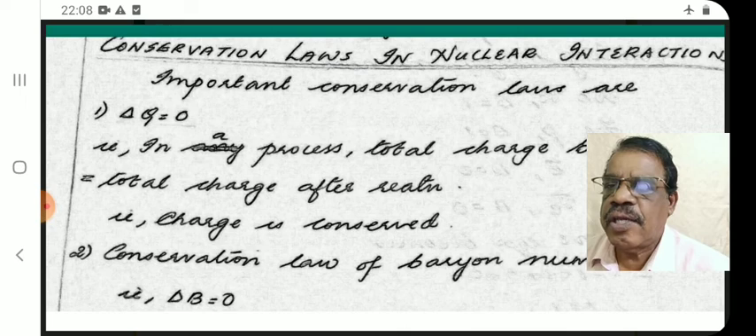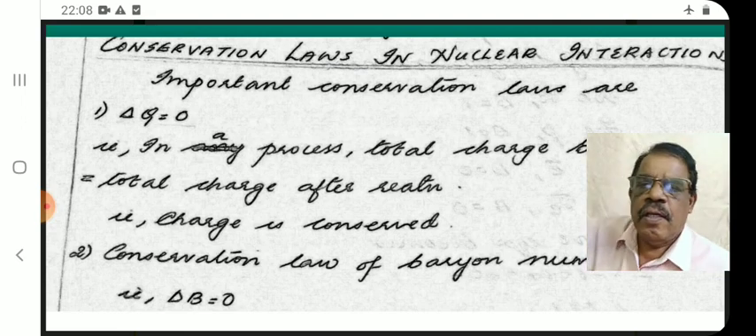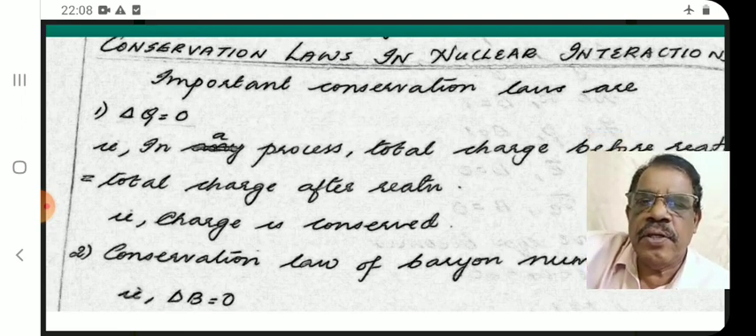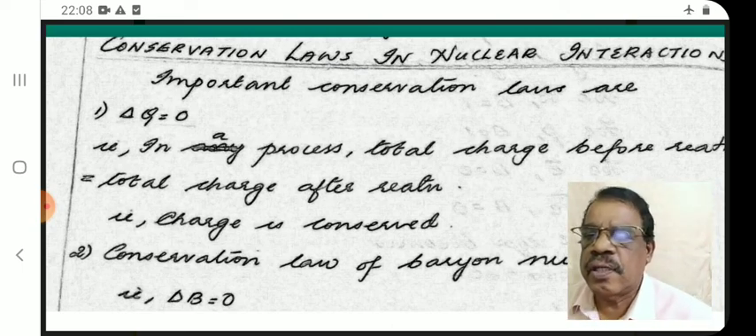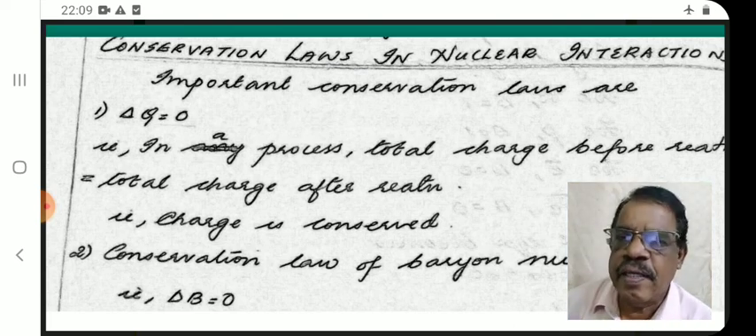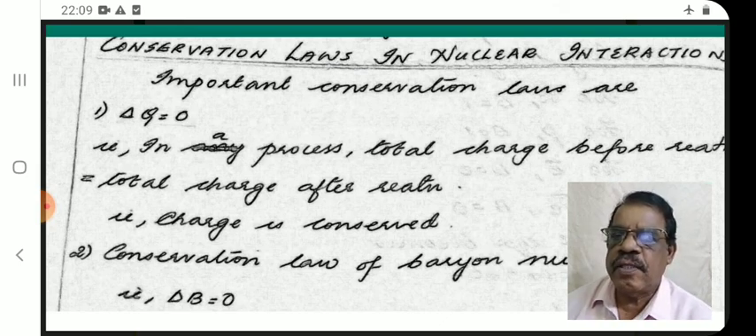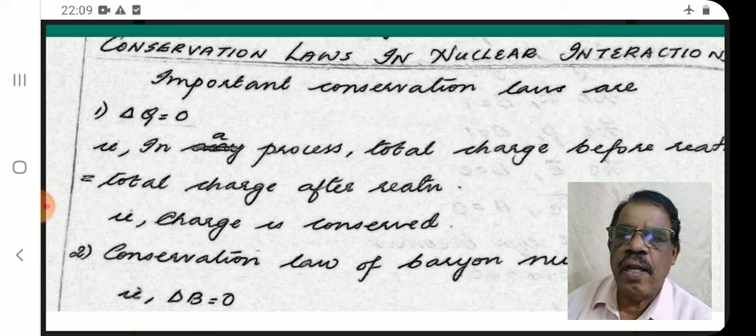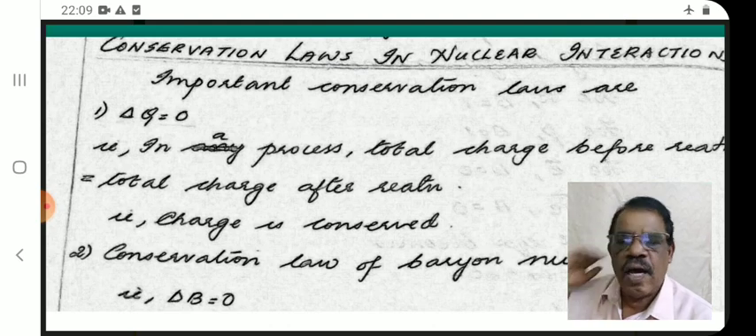The meaning is, in a nuclear interaction, total charge before reaction is equal to total charge after reaction. That is, charge is conserved. The first conservation law in nuclear interaction is the charge conservation, that we write as delta Q is equal to 0. In a process, total charge before reaction is equal to total charge after reaction. That is, charge is conserved.